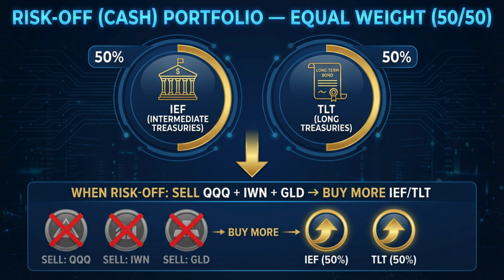When the strategy turns defensive, it doesn't go to literal cash. In this paper, cash means treasuries. The risk-off portfolio is just IEF and TLT at 50-50. That choice is practical, since IEF and TLT already exist inside the risk-on portfolio. Switching modes usually means selling the equity and gold sleeves and shifting into more treasuries, reducing complexity and potentially turnover.